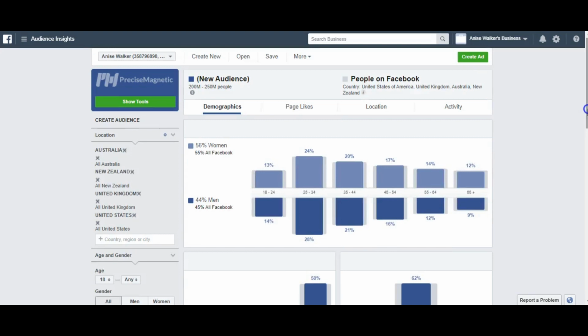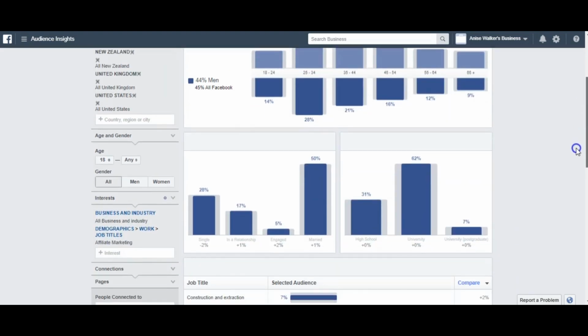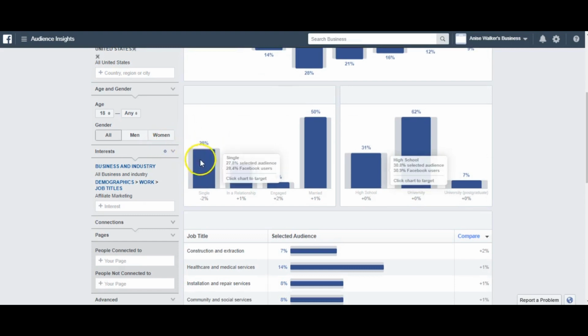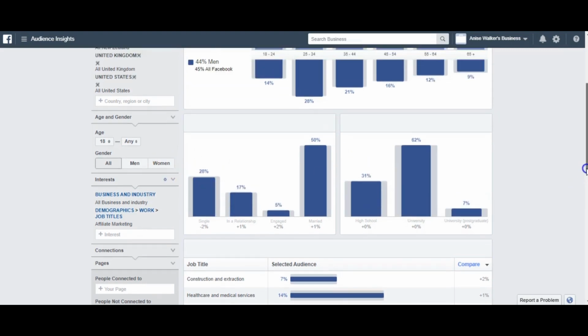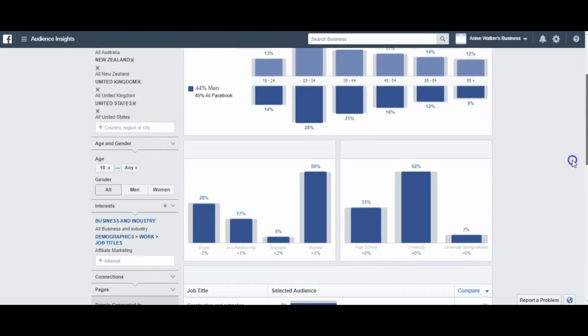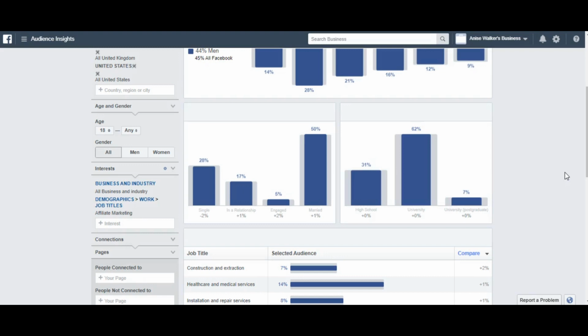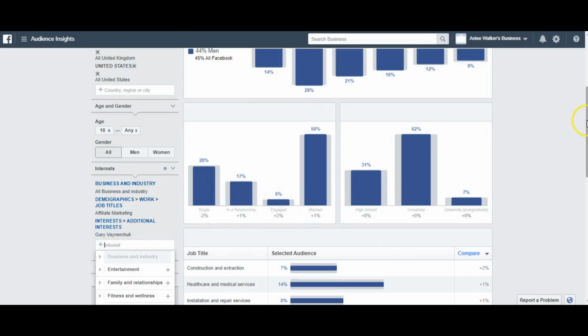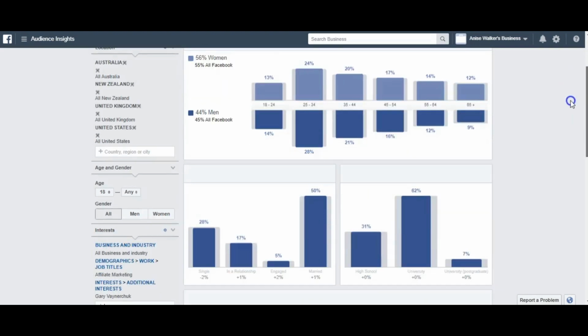So then it shows us that in New Zealand, Australia, the United Kingdom, and United States, that business and industry, demographics, work, and job titles, we can see what their education levels are, but it hasn't changed greatly, so we may just have to niche it down even further. So let's put in an interest such as a Gary Vaynerchuk, Gary V. Will he come up straight away? Yep, there he is, Gary Vaynerchuk. We'll put him in because he is all about that grind. Okay, that hasn't changed a lot.